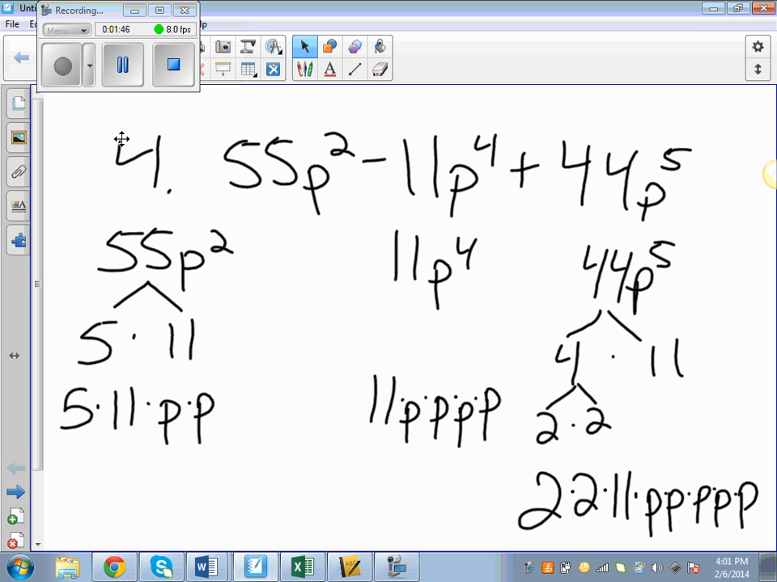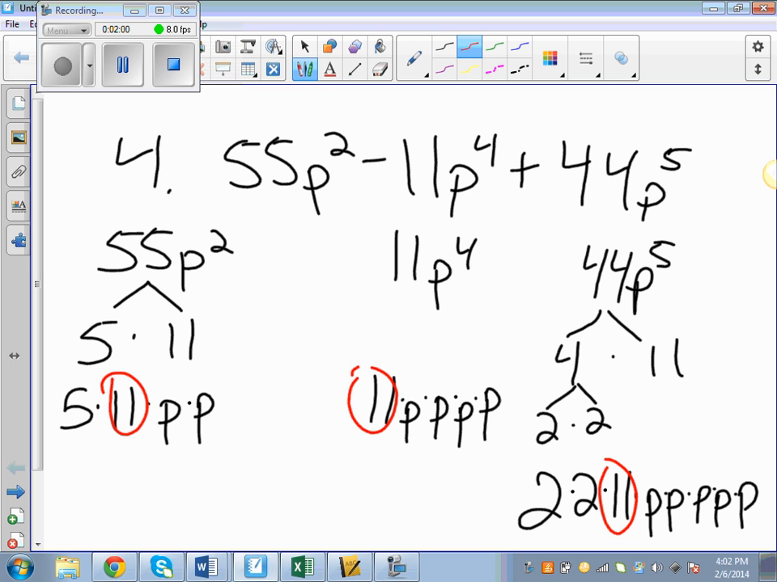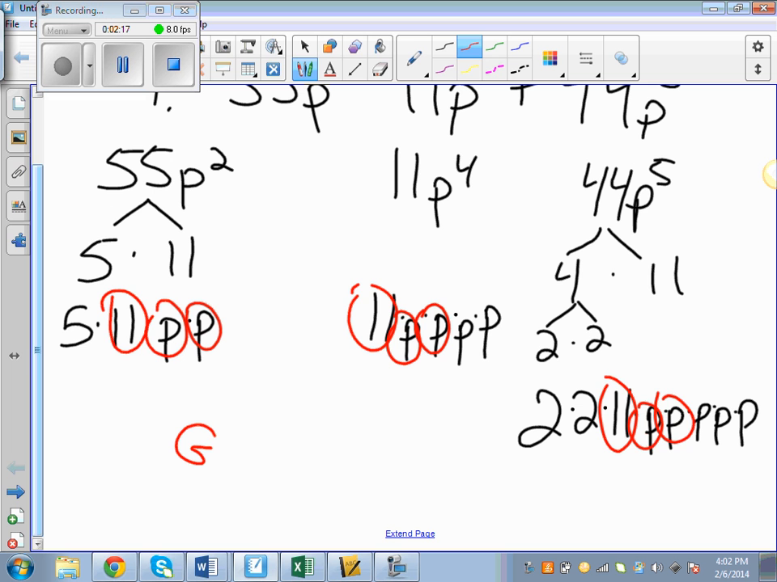So to find our greatest common factor, we're going to look and see which factors all 3 of them have in common. They don't all have a 5. They do all have an 11. And they don't all have 2's. So now they have p's in common. Let's see how many. We look at our smallest amount there. They all have 2 factors of p in common. So our greatest common factor is 11 times p times p, which is just 11p squared.